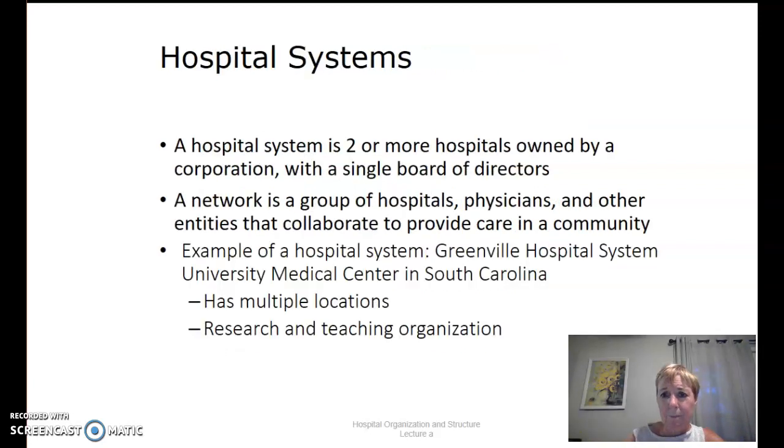A hospital system is two or more hospitals owned by a corporation, and they have a single board of directors. That's a hospital system. We have a lot of hospital systems in Iowa because it's more economically feasible. A network is a group of hospitals and physicians that collaborate to provide care in a community. So for example, Greenville Hospital System University Medical Center in South Carolina has lots of locations and does research and teaching. Hospital systems are becoming more common.